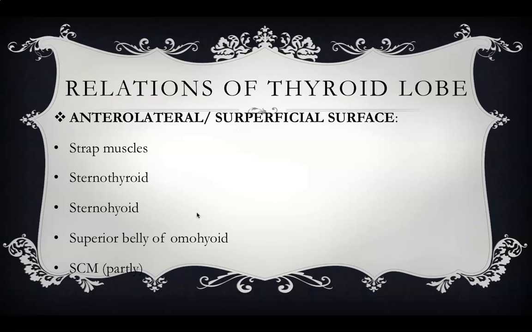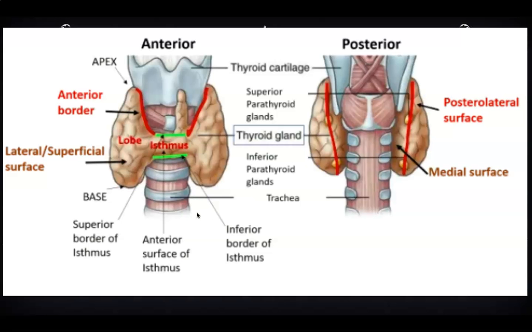Now moving on to the relations of the thyroid lobe. So we have three surfaces in the thyroid. First is the anterolateral surface. So let's see that in this picture. First we have the anterolateral surface, which is the superficial surface. Then we have the deep surface, that is called the medial surface, and then we have a posterolateral surface here. So we have three surfaces and two borders, that is the anterior border, and similarly posteriorly we have the posterior border. This is about the lobe.